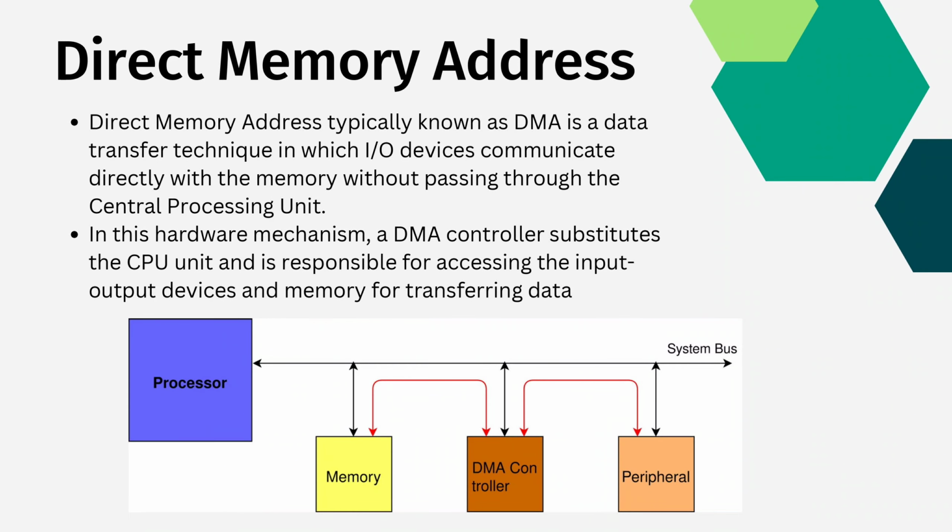So next topic is the direct memory access. Direct memory access is typically known as DMA. It is a hardware device that allows the input-output devices to directly access the memory with less participation of the processor. The DMA controller needs the same old circuit of an interface to communicate with the CPU and input-output device.